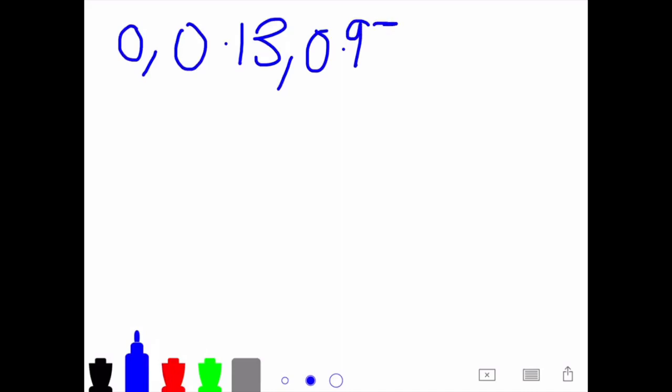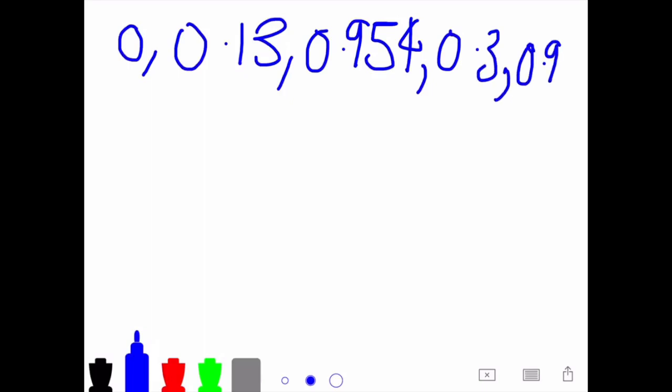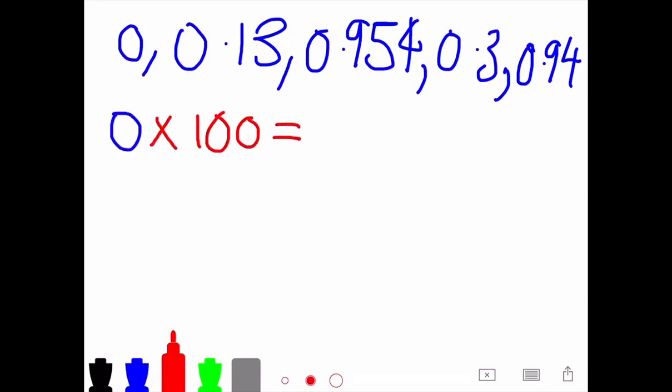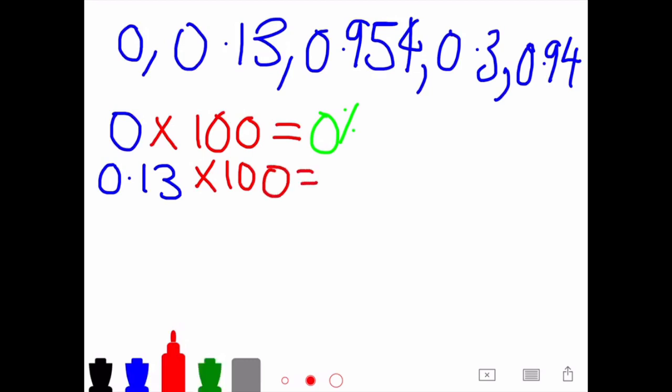Okay, let's start with the question. So 0, 0.13, 0.954, 0.3, 0.94. Okay, to turn them into a percentage, we're going to times them by 100. So 0 times 100 will be 0%. And 0.13 times 100 will be 13%. So that's how the pattern will go.